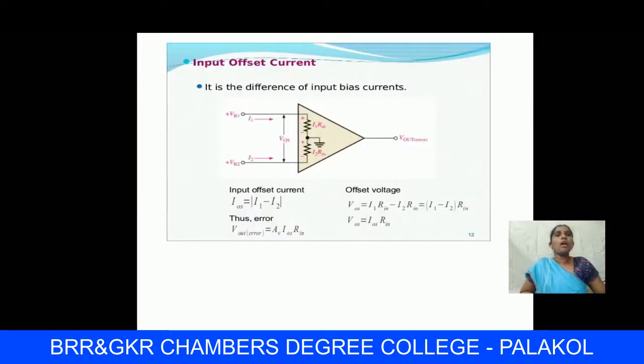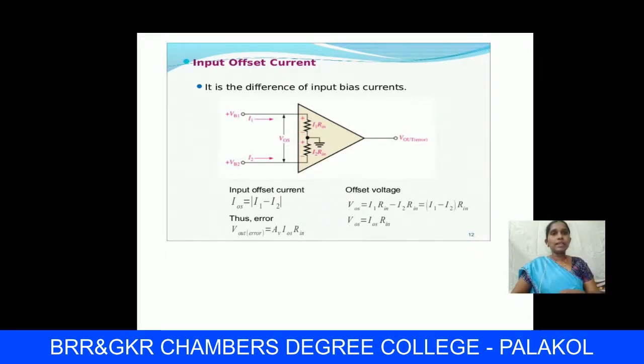Next one is offset current. What is meant by offset current? It is the difference of the input bias currents. Let's first recall offset voltage. Offset voltage means how much DC voltage is required to drive the output to zero. That is nothing but offset voltage. Now we will discuss the offset current.